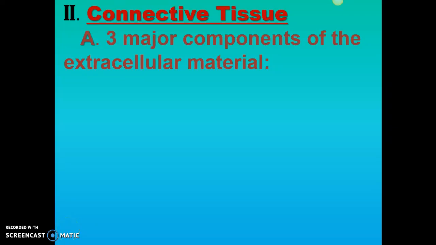Connective tissue, take 3. This is part 2. Volume didn't work so well last time, so we're going to try it again. So again, there are 3 major components of connective tissue that are outside the cell. It's called extracellular material. So outside the cell, extracellular. This is pretty much how it's classified.